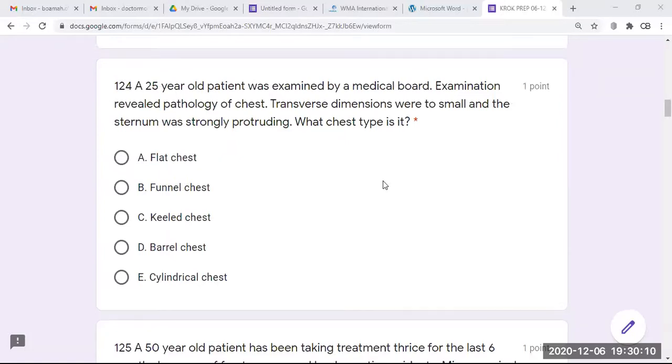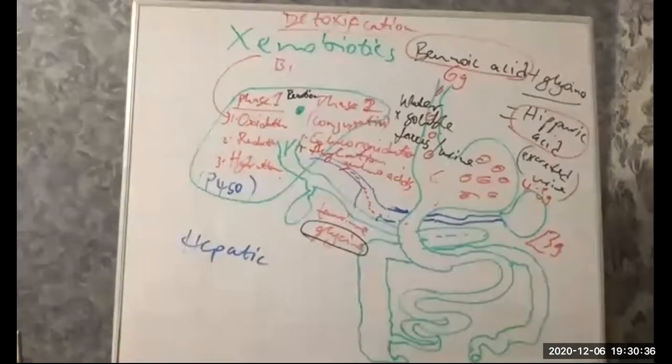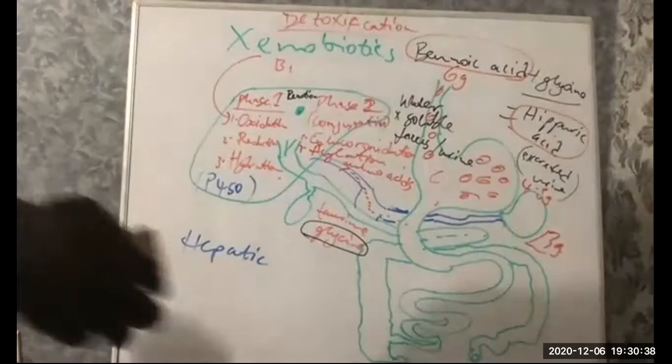A 25-year-old patient was examined by a medical board. Examination revealed pathology of chest. Transverse dimensions were too small, and the sternum was strongly protruding. What chest shape is it? All right. So I'll let Obi show you a picture, okay? But normally we have a condition we call pectus carinatum and pectus excavatum.